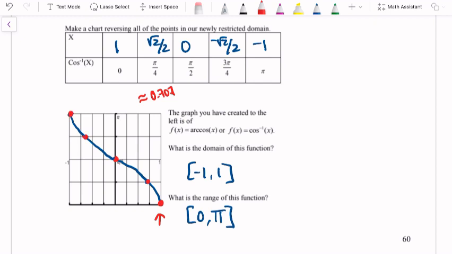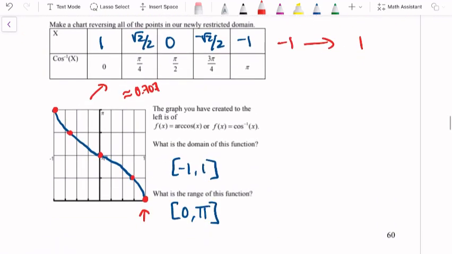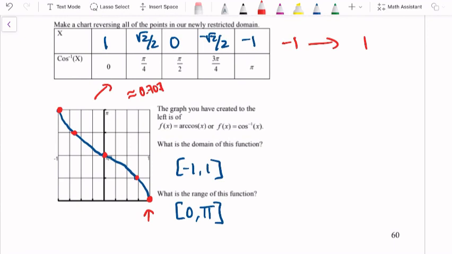So actually, this table kind of looks a little bit weird because we are going in increasing order of our range. Really, the function should start from negative 1 going to positive 1. So this table is just kind of backwards. Okay, so the domain of our function is negative 1 to 1, and then the range of our function is 0 to pi. Okay, hopefully we did okay there.